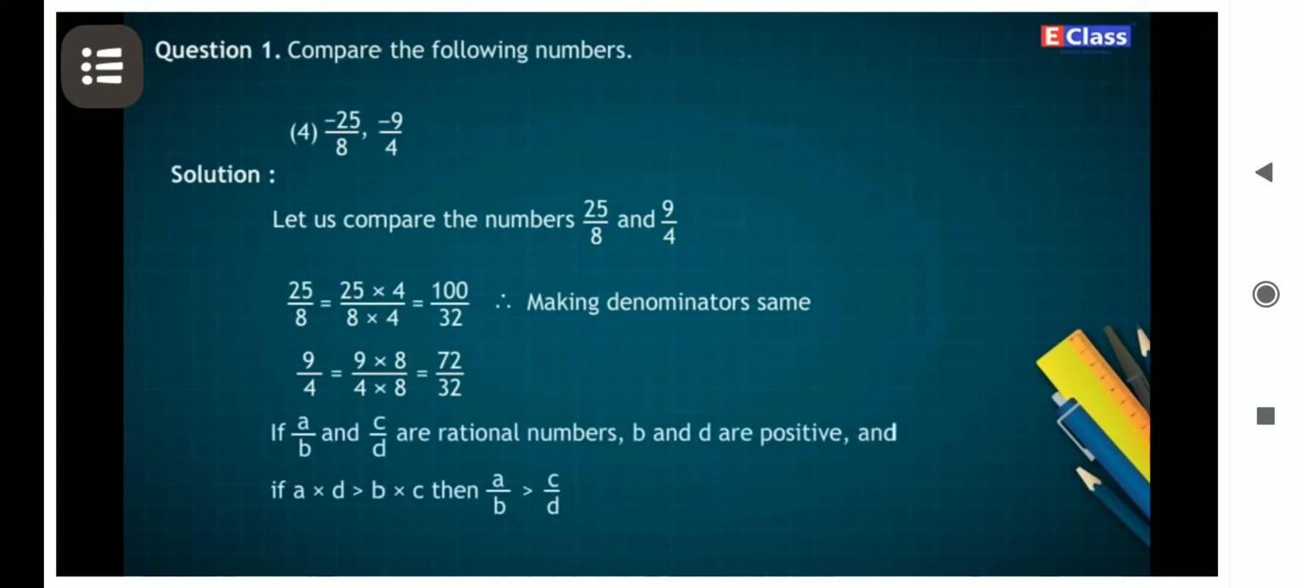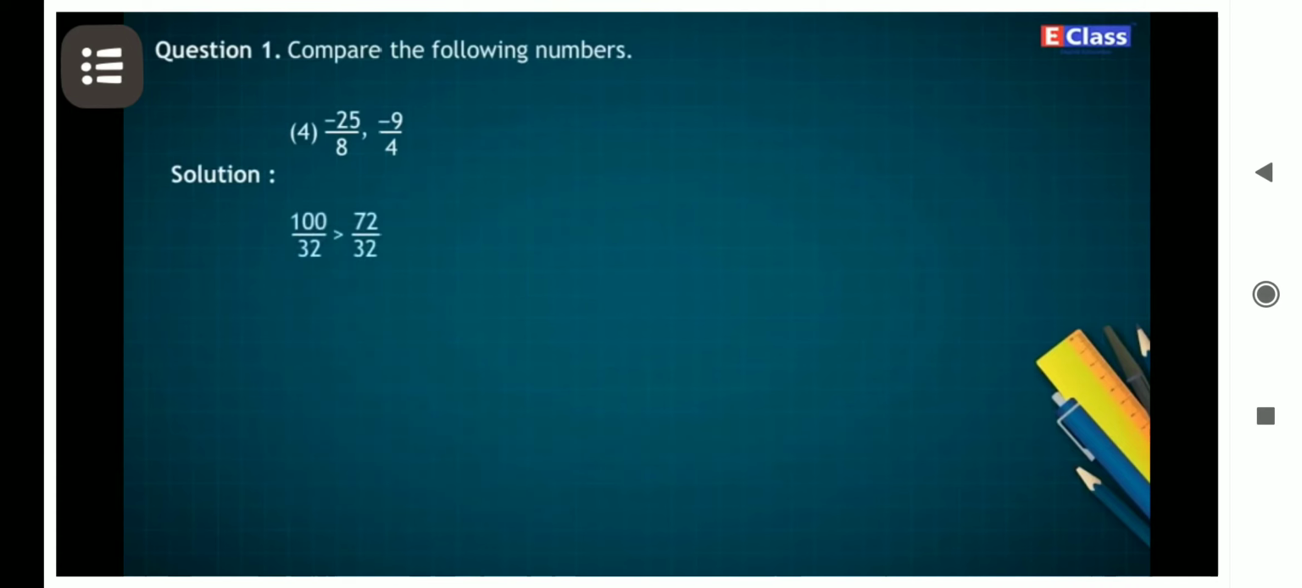If A by B and C by D are rational numbers such that B and D are positive, and if A multiplied by D is greater than B multiplied by C, then A by B is greater than C by D. 100 by 32 is greater than 72 by 32. Therefore, 25 by 8 is greater than 9 by 4. Therefore, minus 25 by 8 is less than minus 9 by 4.